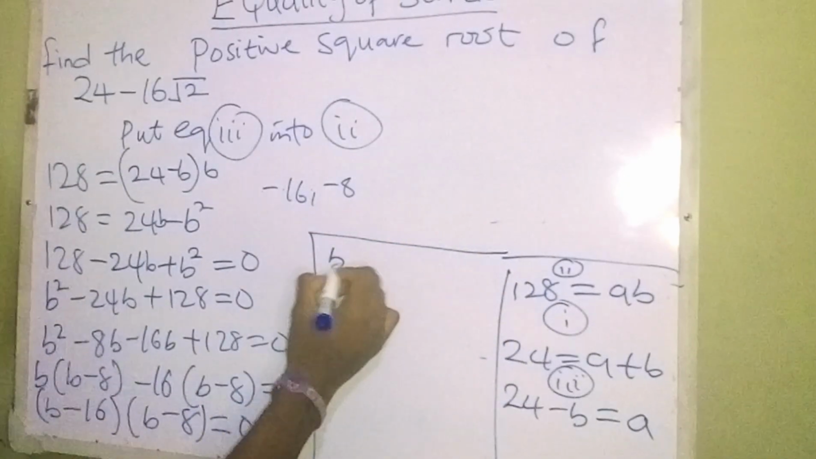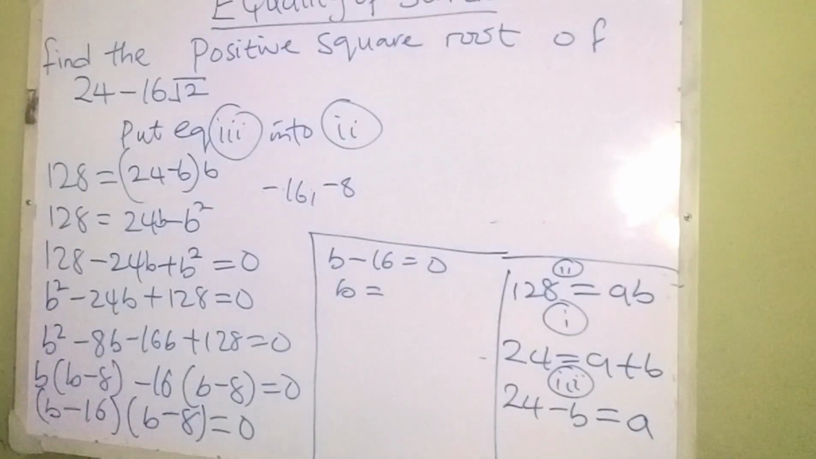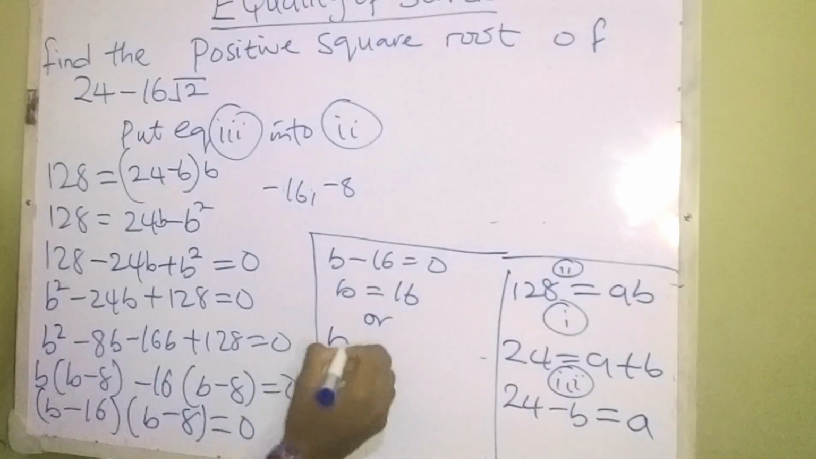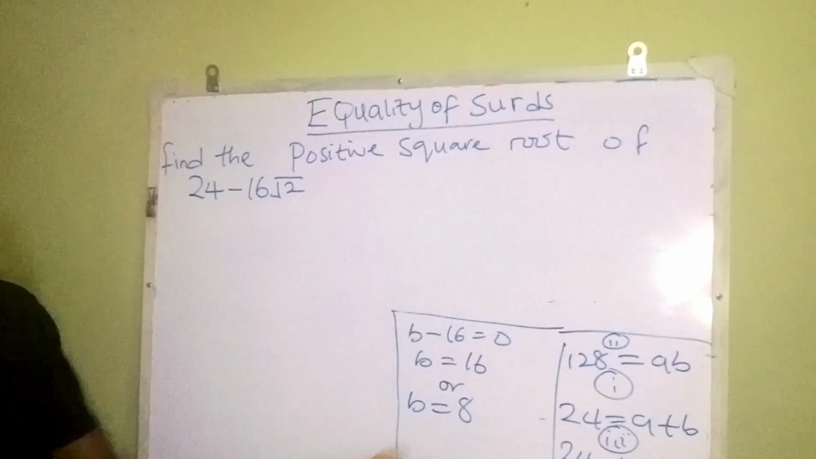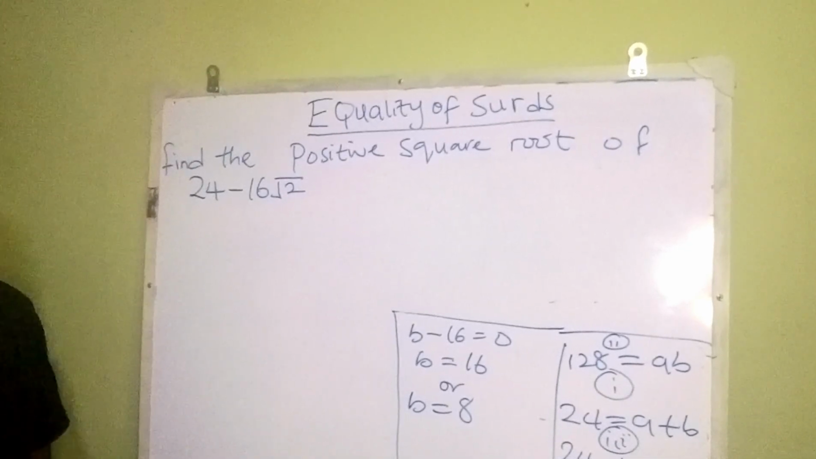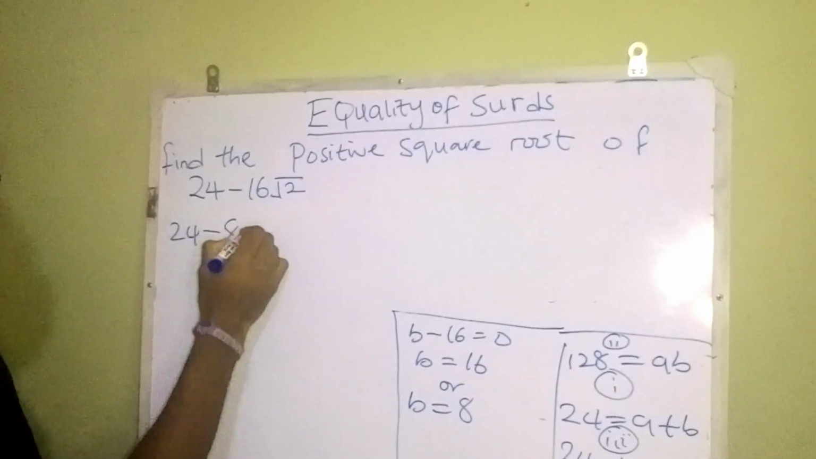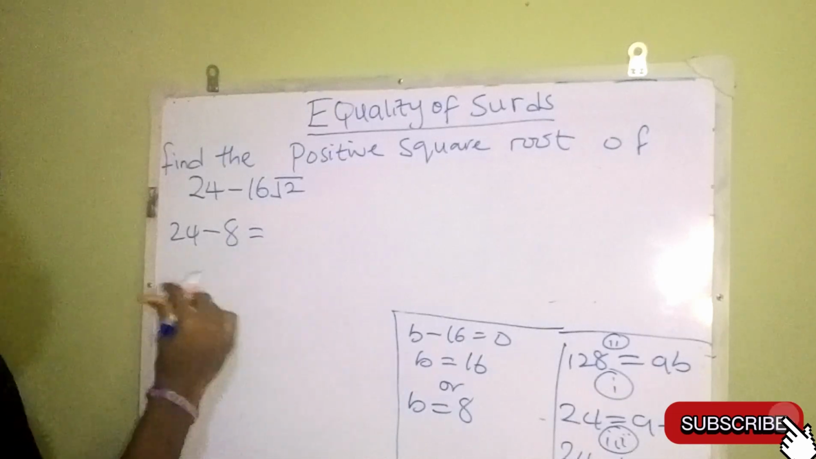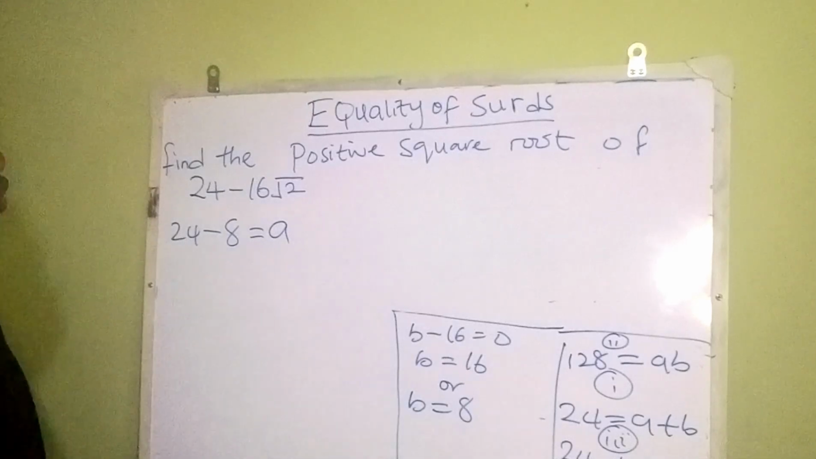So B minus 16 equals 0. So B is equal to 16, or B is equal to 8. So from here now, we can now find A. So we can just simply put B into equation 3. So it will be 24 minus B, 24 minus 8, will be equal to A.